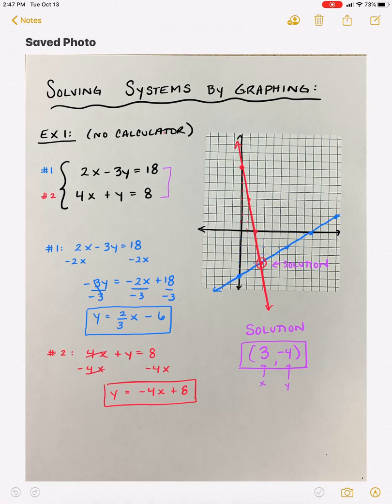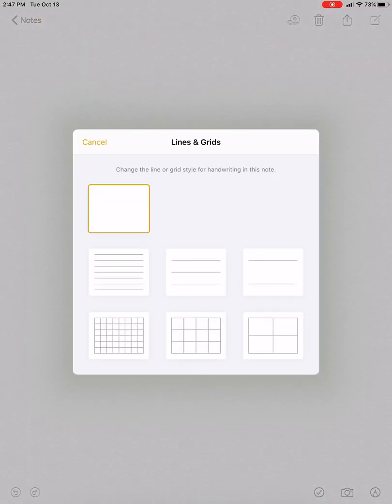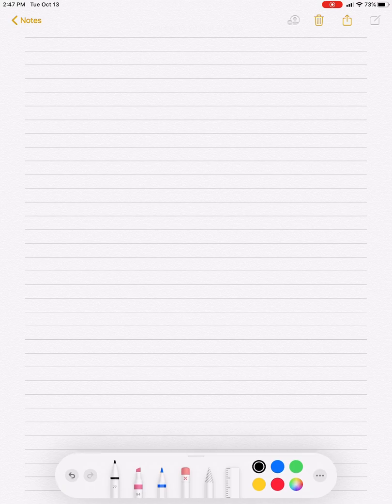So that's the basics of how it works. Hopefully that was a little review session for you. But let's go ahead and look at another type of problem. So example 2. Again, this is going to be another no calculator.